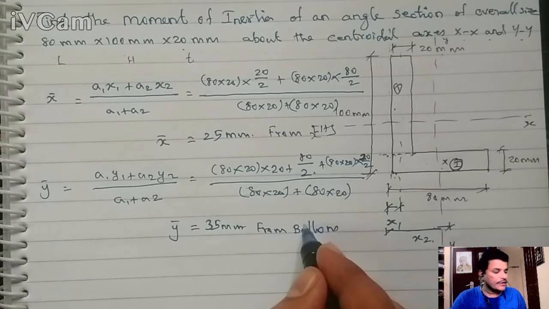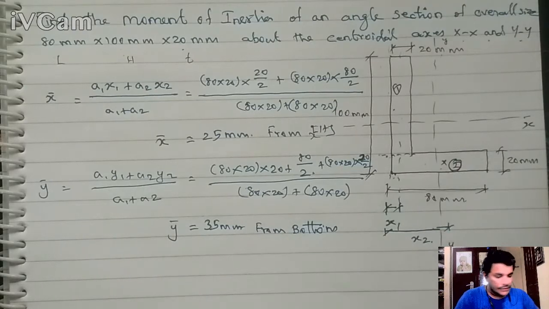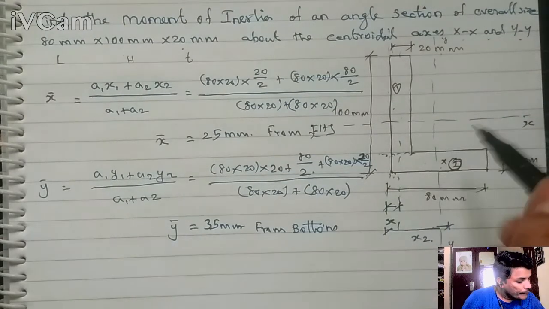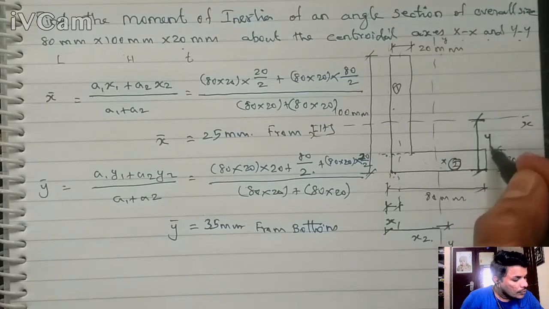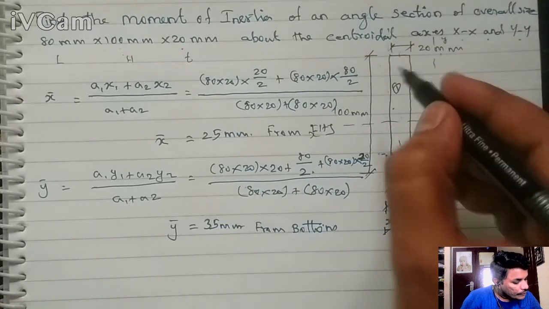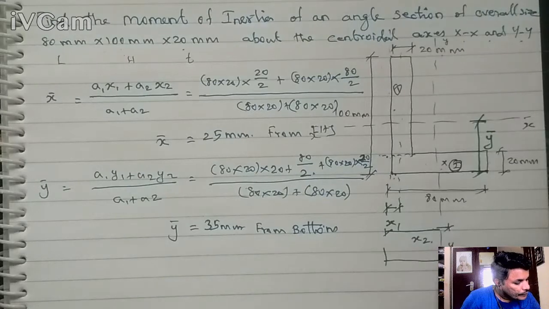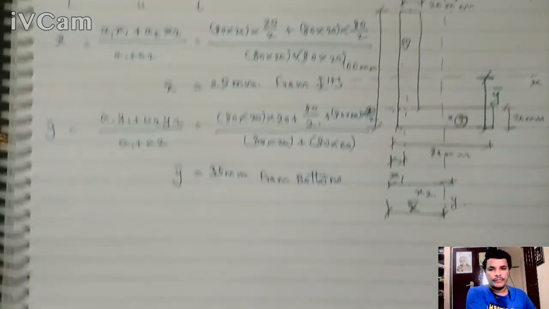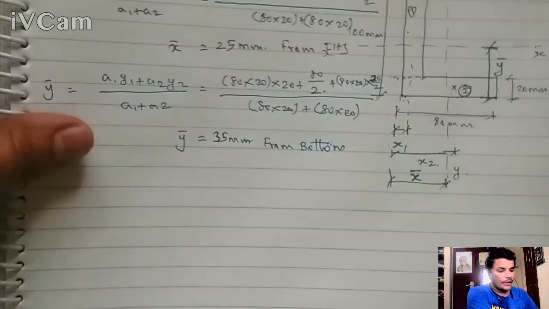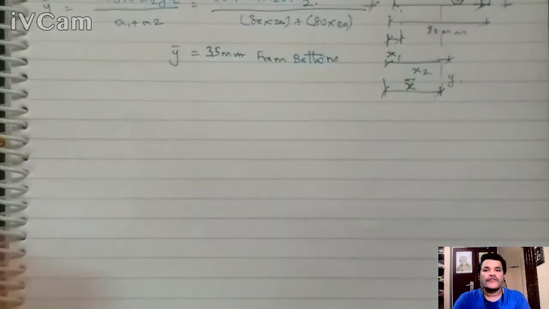So my centroid is at x bar and y bar. That is, this is x bar, this is y bar, and this is x bar. Okay. Next, after calculating the centroids, now I am going to calculate the moment of inertia I.